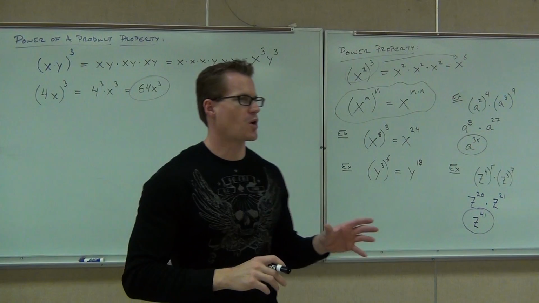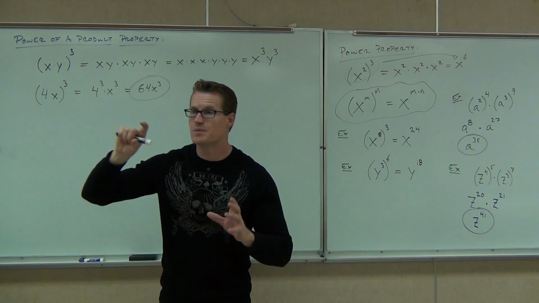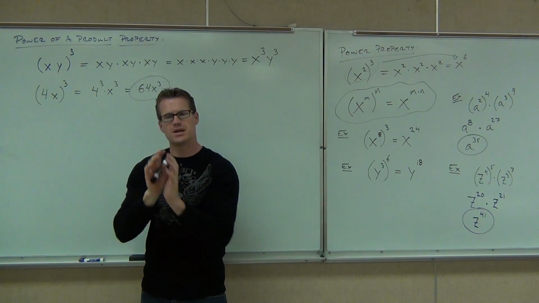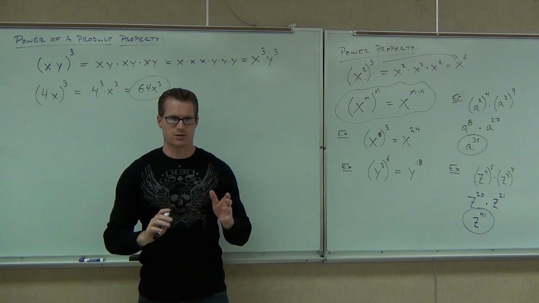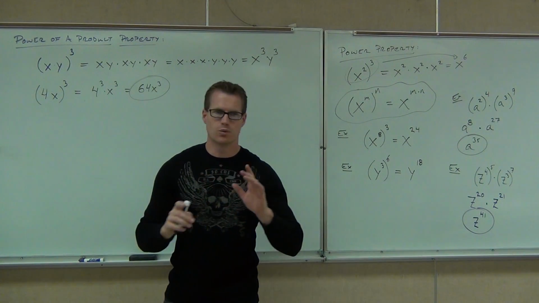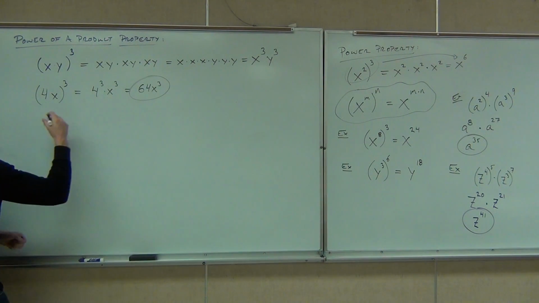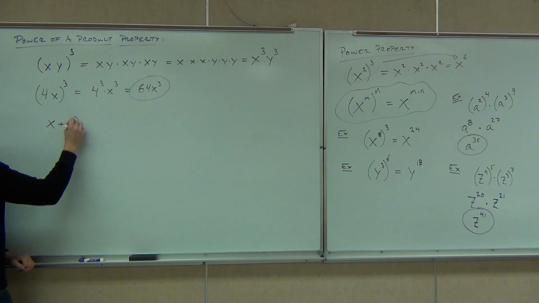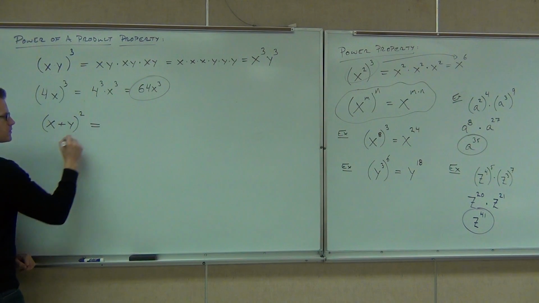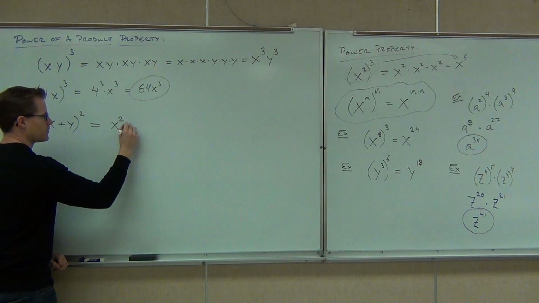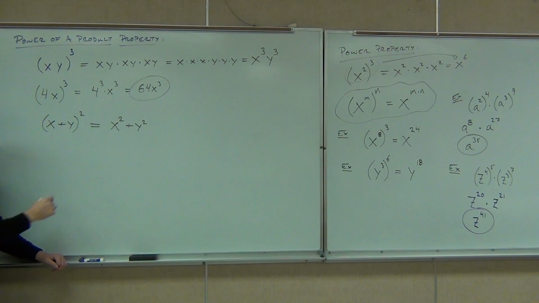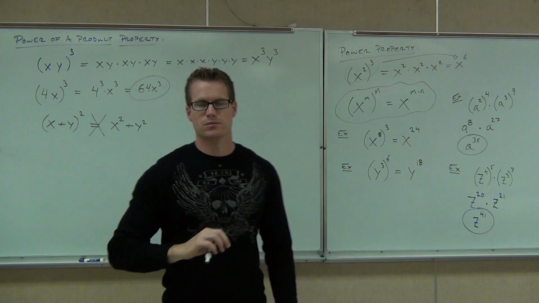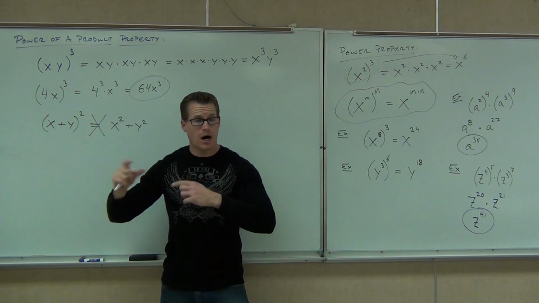So the power of a product property says that a power is basically distributed across multiplication inside of parentheses. One big note I must have you put on your paper right now. So even if you're comfortable with this, great. You won't be comfortable with this until I tell you it. This is never true. This is never, ever true. That exponent will not go across addition.